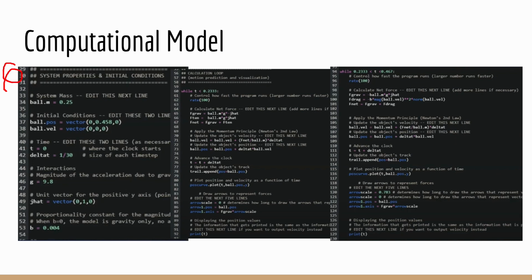The first section establishes initial conditions, such as 0 velocity, height from the tracker model, and a mass of about 0.25 kilograms, the average weight of a metal Slinky. Through trial and error, 0.004 worked best as the drag proportionality constant.